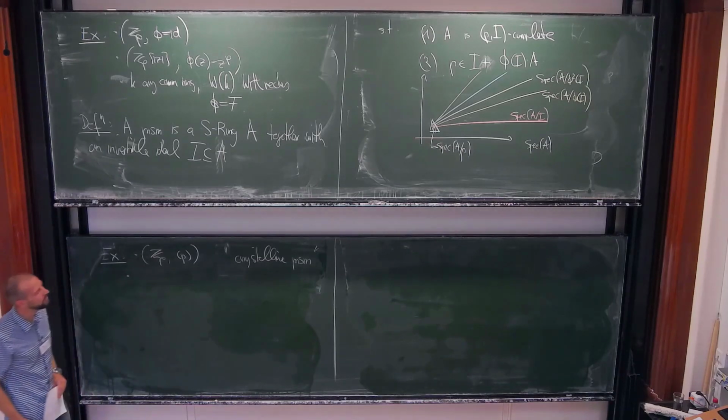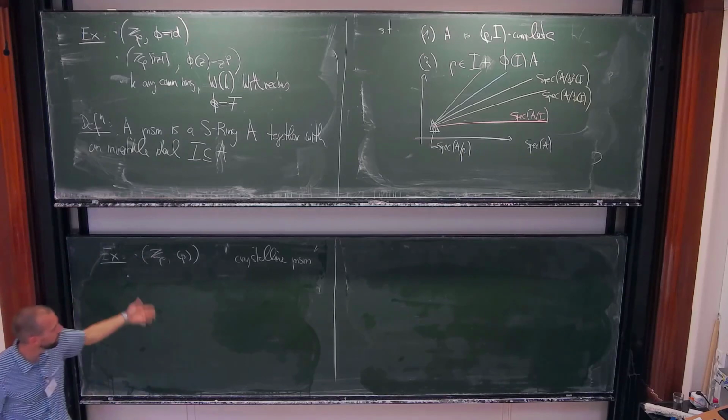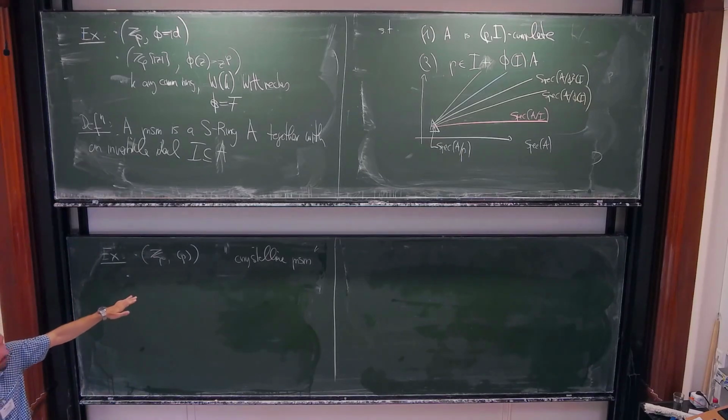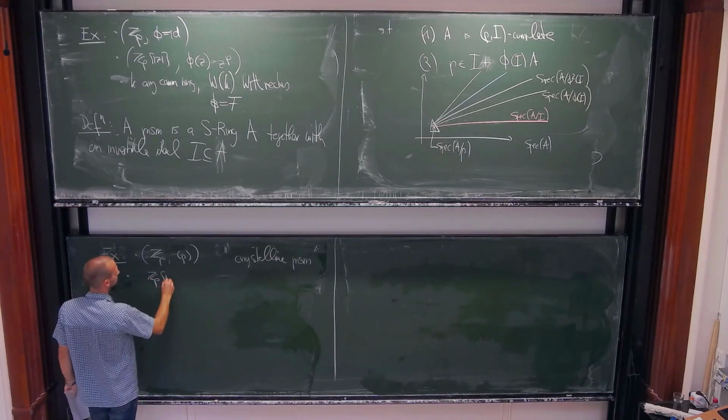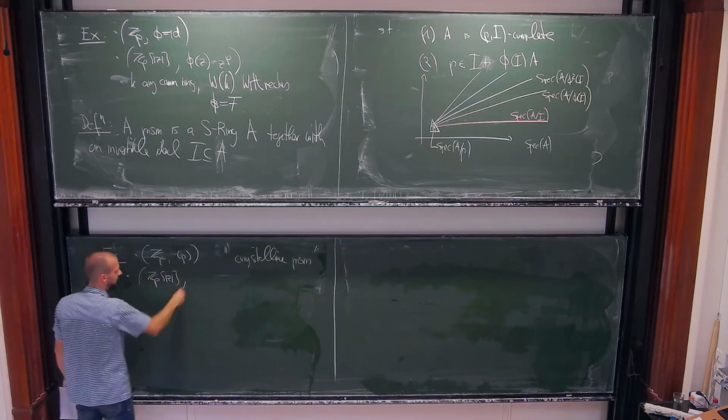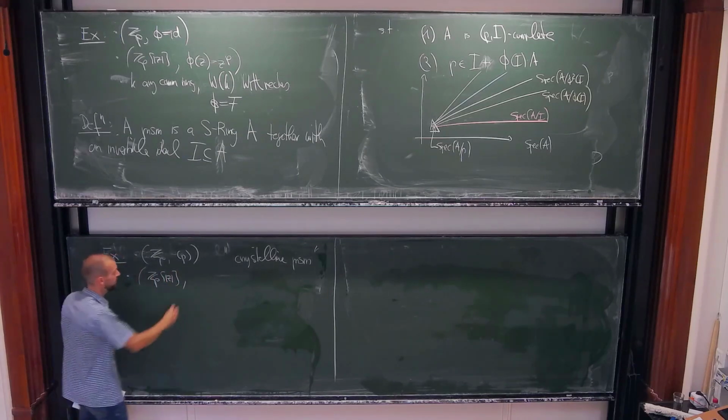Alright, okay, so that's a crystalline prism because somehow if I'm going to do prismatic cohomology, as I will define in a second, this will reduce to classical crystalline cohomology. The next example is Z_p[[x]]. And the ideal is now again a principal ideal.